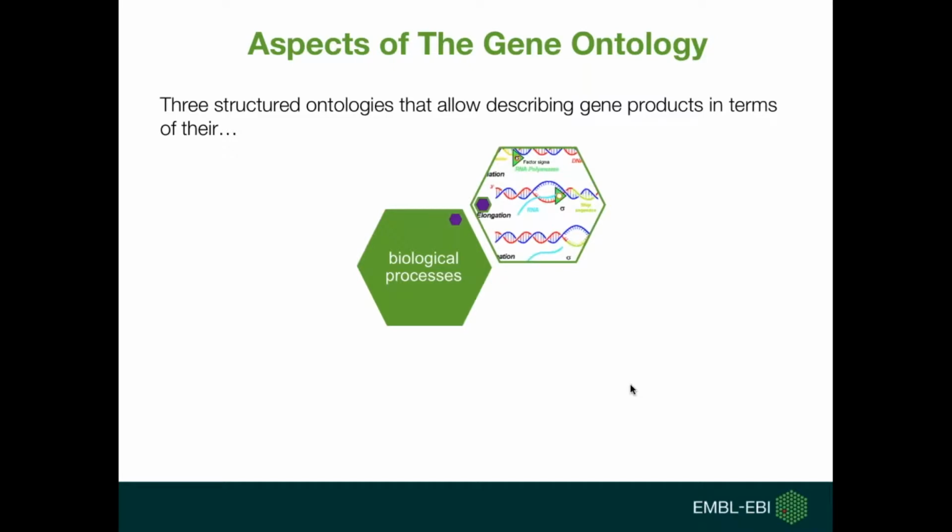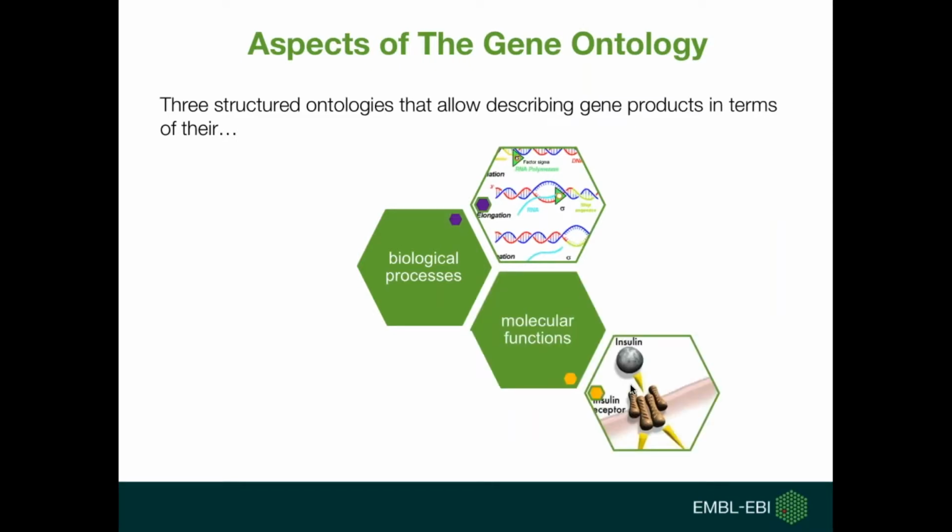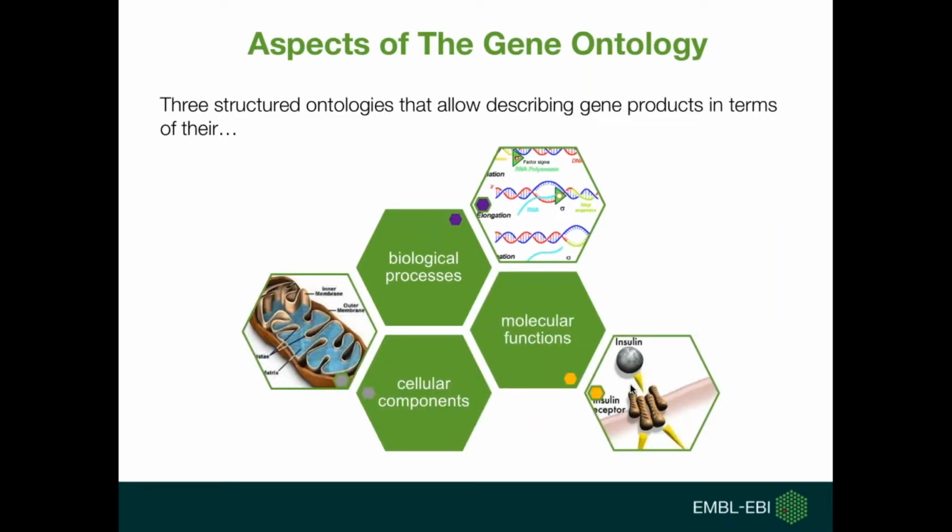So the gene ontology is actually three structured ontologies, allowing us to describe a gene product in terms of the biological process they're involved in, their molecular function, and their cellular components. Now, what this means is that we describe a gene product for the process that it's involved in. So let's say we have a kinase, and the kinase would be involved in the biological process of protein phosphorylation. It would have the molecular function of kinase activity, and the cellular component is actually where the gene product has this activity for this biological process. So we'll say it's in the cytosol.